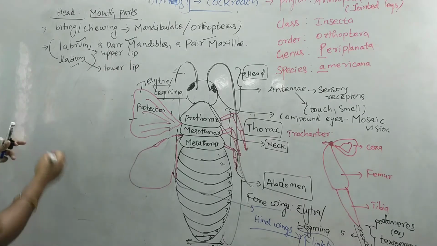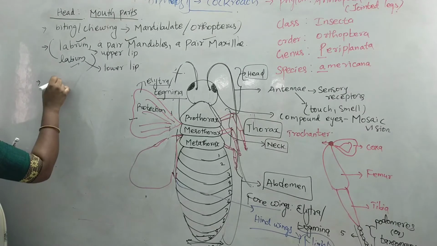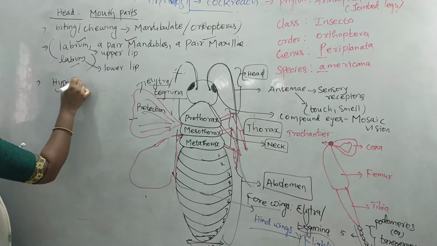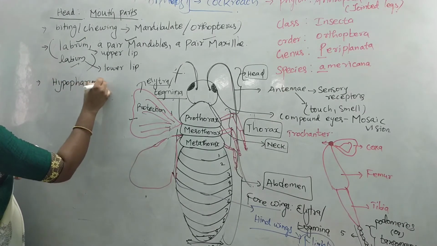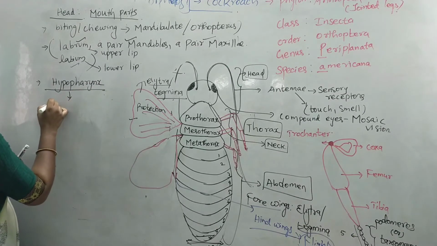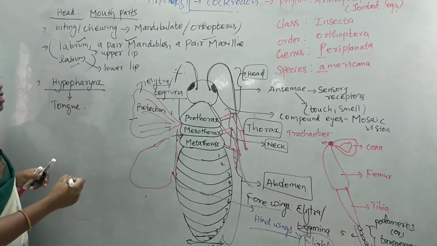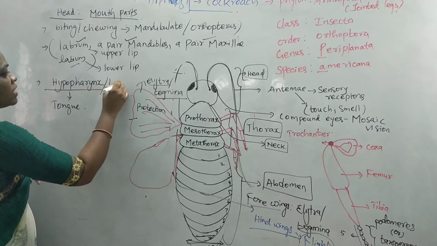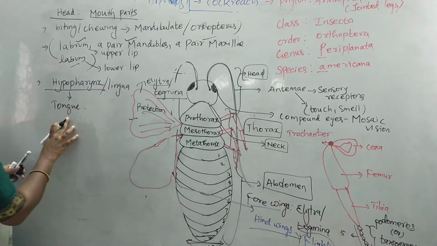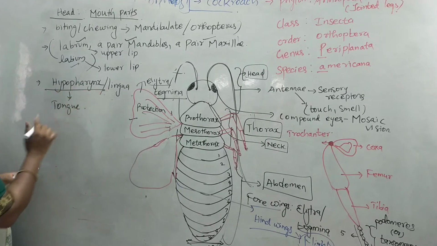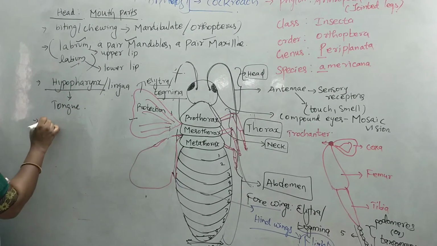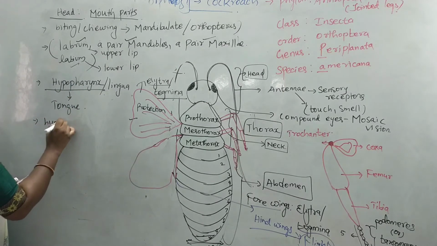One more structure present in the mouth part is known as the hypopharynx. This hypopharynx is the tongue of the cockroach. It is also known as lingua. The names given to the tongue of the cockroach are hypopharynx and lingua. And these organisms have a hypognathous type of mouth part.